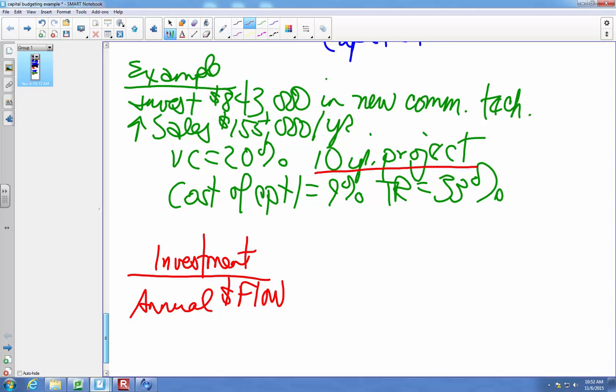The cost of capital is 9%. It's not doing anything yet, but when we figure out what this thing's returning us, we're going to compare our yield to that number. So I got annual cash flow of 151,819.